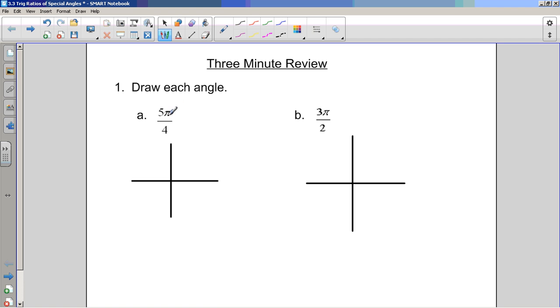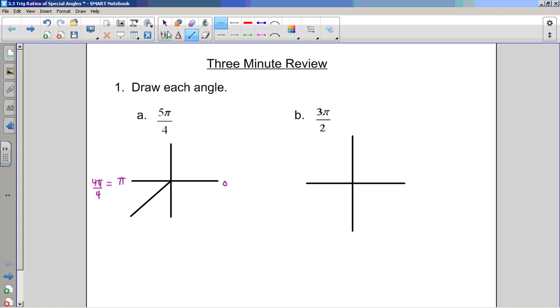So 5 pi over 4. How are we going to figure out where this is? Well, hopefully you remember that the straight line is pi, right? That's an easy one to remember. There's 0, and we're rotating around. And so we want just a little bit more than pi. Now, pi is the same as 4 pi over 4, right? So we want another pi over 4, which is going to be here somewhere, right?